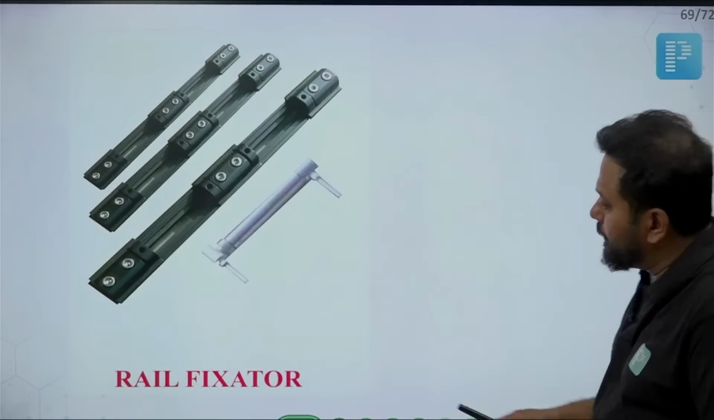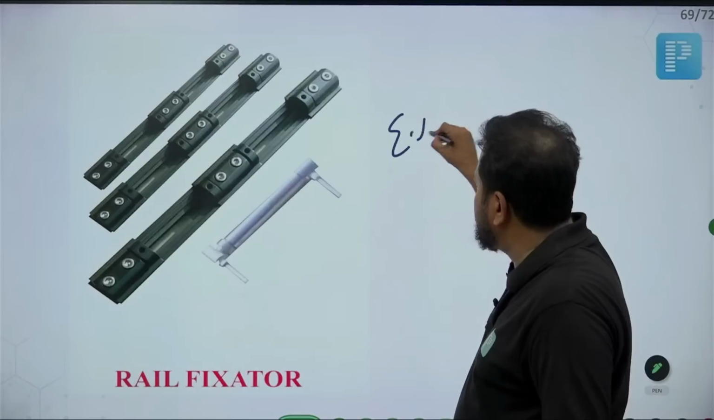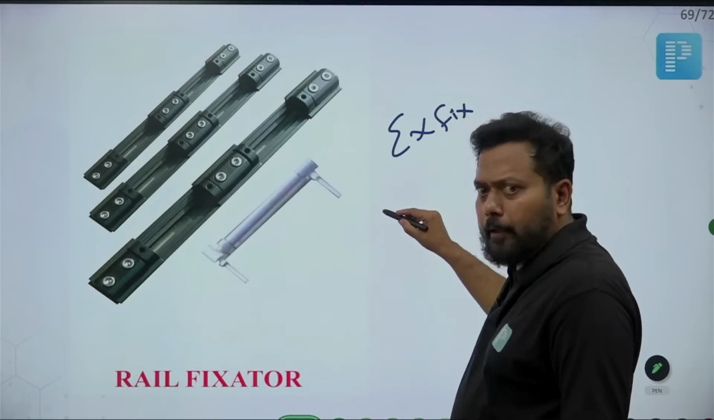So this, you see, is called a rail fixator. Rail fixator is an external fixator. It's an X-fix only. But this is called LRS.